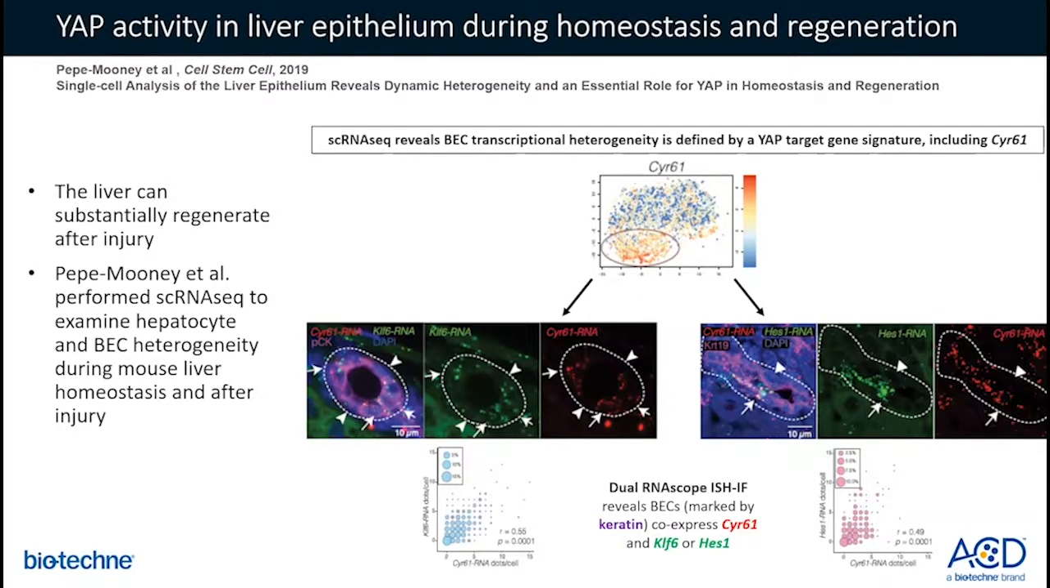They used the RNAscope multiplex fluorescent assay in combination with immunofluorescence, adopting one of our new dual RNAscope ISH-IF techniques to reveal the BEC transcriptional heterogeneity as identified by single-cell RNA sequencing. The dual ISH-IF technique allows you to simultaneously detect both RNA and protein in the same tissue context.